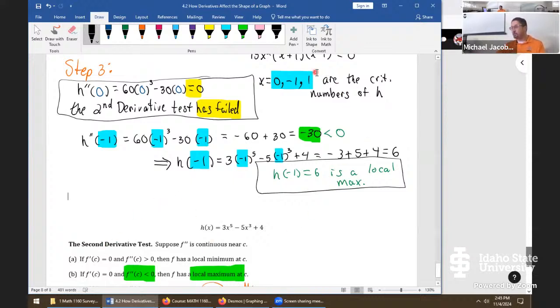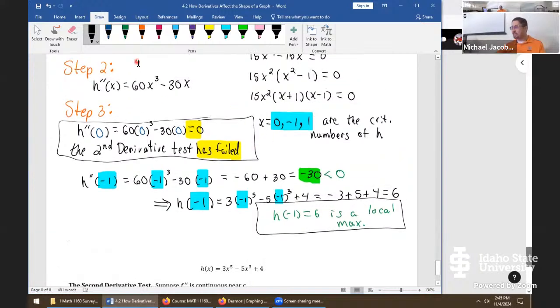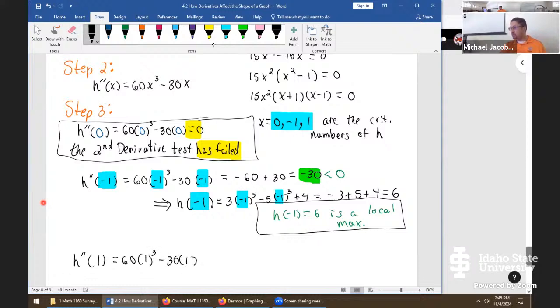And now we'll plug in the critical number 1 into the second derivative way up here and get our third conclusion. So here's how the last step goes. Just move some stuff around. H double prime now at +1 equals 60 times 1 cubed minus 30 times 1. Same style of color coding just to show where the 1 came from. That was the critical number. This time we have 60 minus 30, giving us a value of 30 altogether.